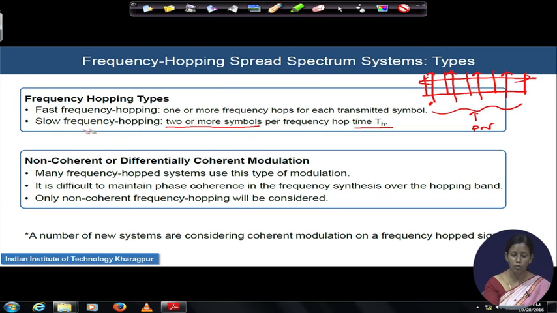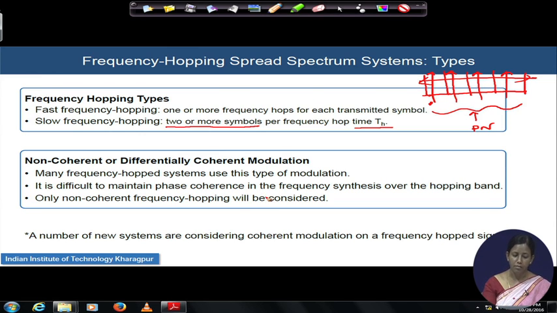So, slow frequency hopping is, if for 2 or more symbols that I am transmitting from transmitter to receiver, this hopping frequency is not changing, then we call it slow frequency hopping. On the contrary, for fast frequency hopping, within a symbol transmission, the carrier frequency may hop from one channel to the next.